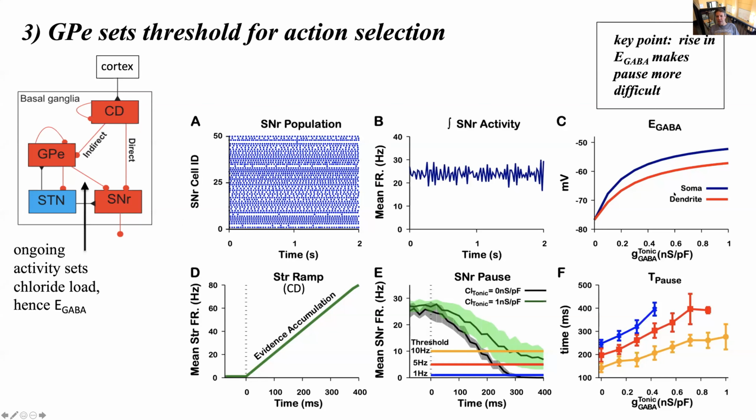As we vary the chloride load in the soma or the dendrite, we change E-GABA. Here are two examples where, with different thresholds needed to initiate action, we get different timings of crossings. You can see the results on the lower right, although I'm flying now. The time to act goes up with the overall GABA conductance and chloride load.